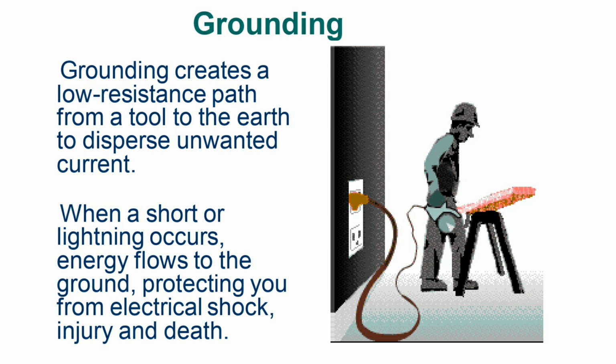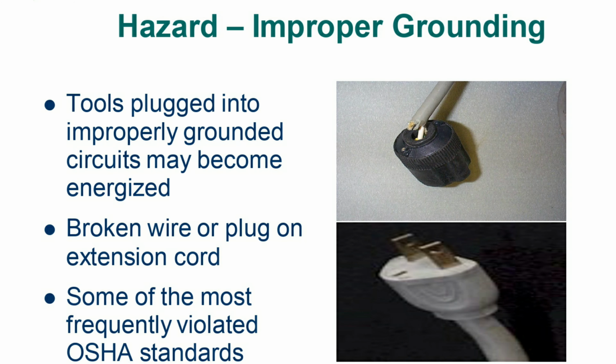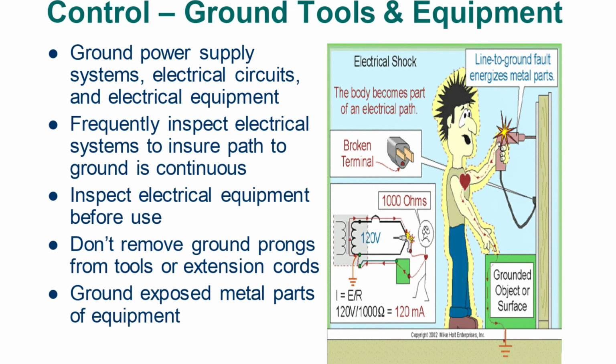Grounding. Grounding creates a low resistance path from a tool to the earth to disperse unwanted current. When a short or lightning occurs, energy flows to the ground, protecting you from electrical shock, injury, and death. Hazard: improper grounding. Tools plugged into improperly grounded circuits may become energized, through a broken wire or plug on an extension cord. This is one of the most frequently violated OSHA standards.